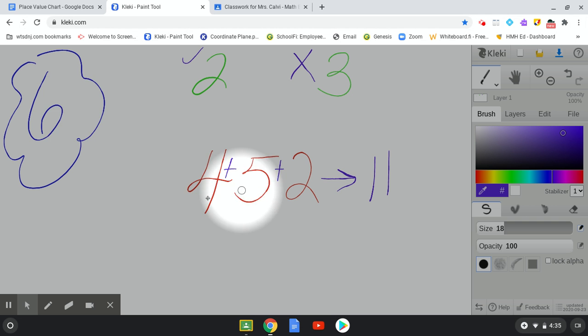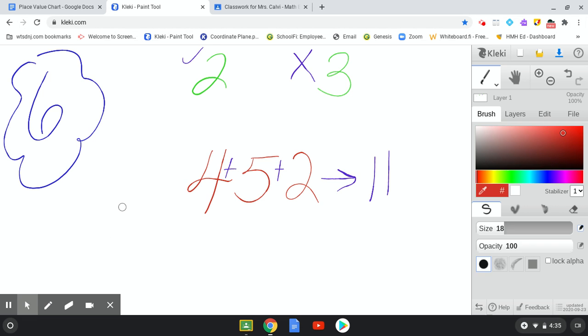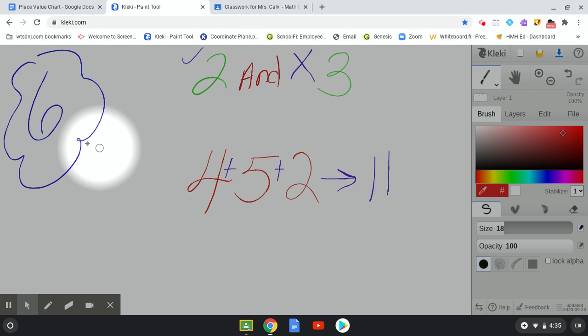Now, in order for the number 452 to be divisible by 6, it would have to be divisible by 2 and 3. So it would have to be divisible by both. Now, because it's not divisible by 3, it's not going to be divisible by 6. All right, so let's try a different number.